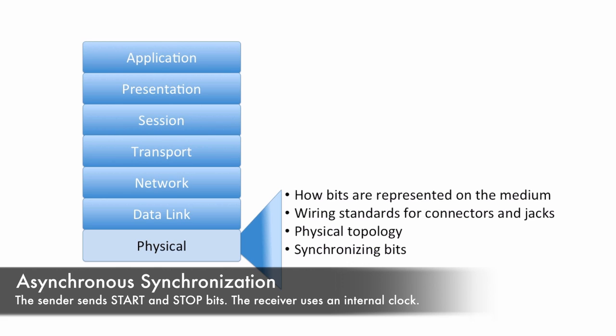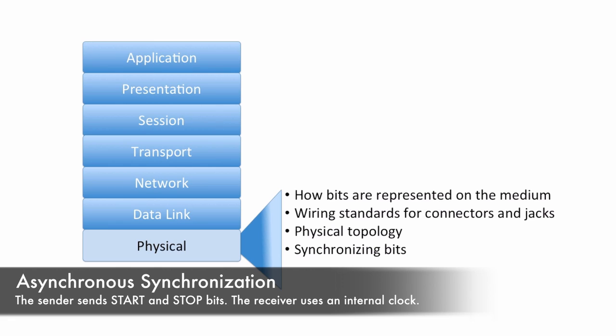With asynchronous synchronization, the sender sends a start bit to say it is about to start transmitting bits. When the receiver sees that start bit, it starts an internal clock, and it expects to see a bit at regular clocking intervals.